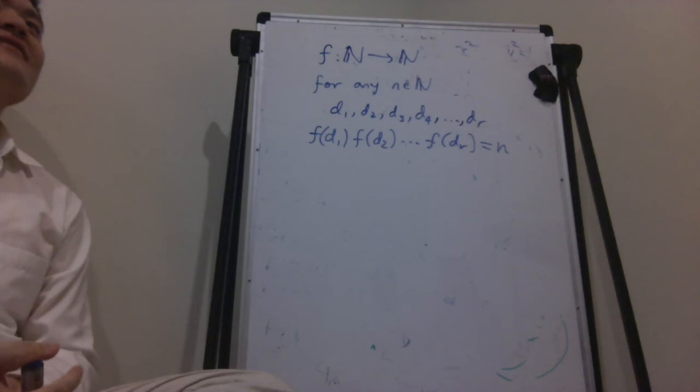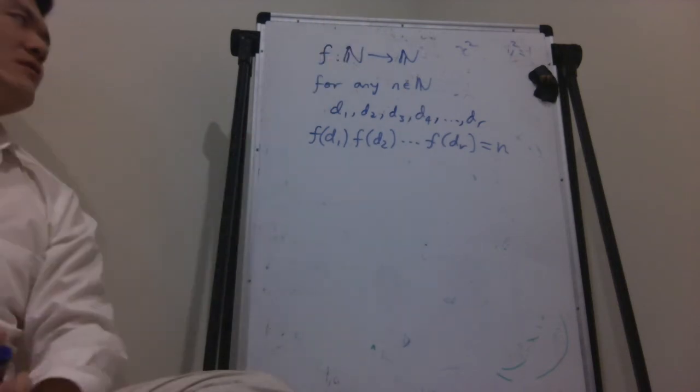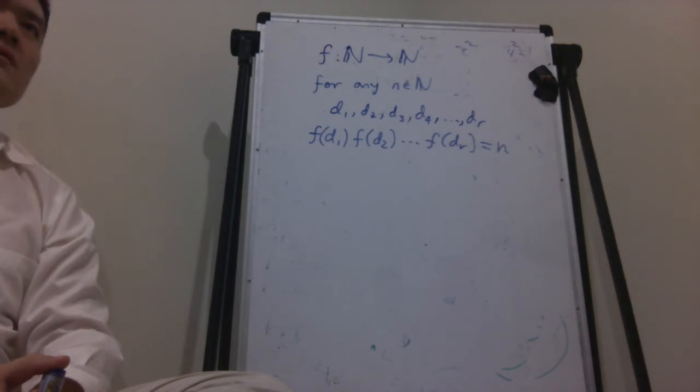So if dr is the biggest one, that's equal to n, because the largest factor of a number is itself, if you order them increasingly. And if dr is not equal to n, then f of that is equal to 1. And if dr is equal to n, then it is equal to n. So there's 1 times 1 times 1 times 1 times n, and that's equal to n.